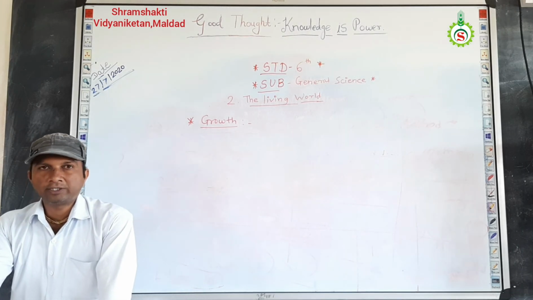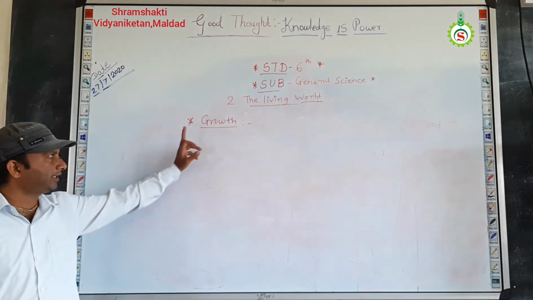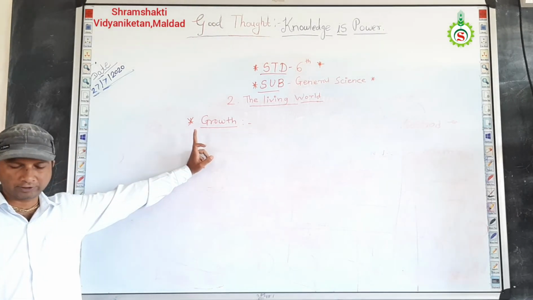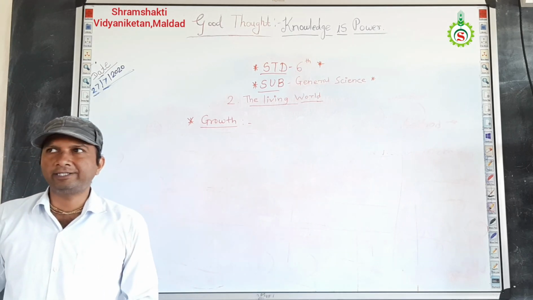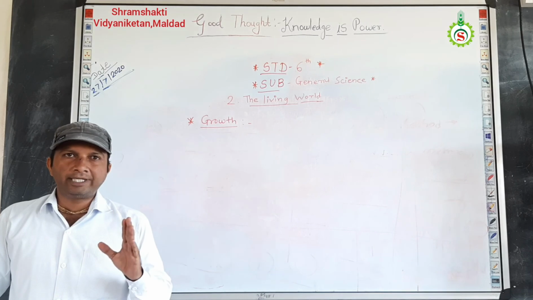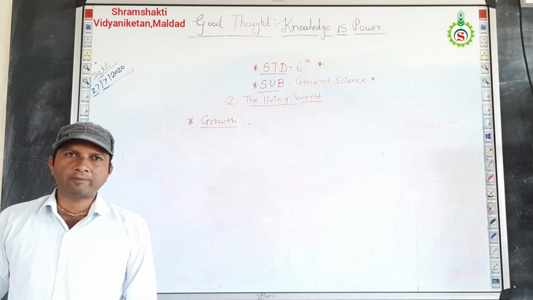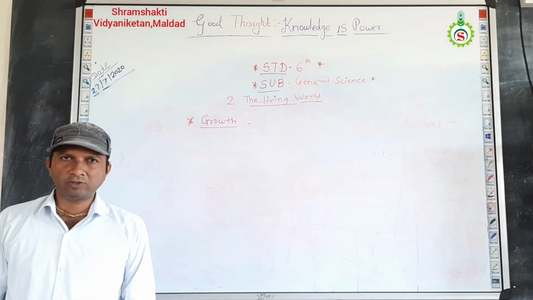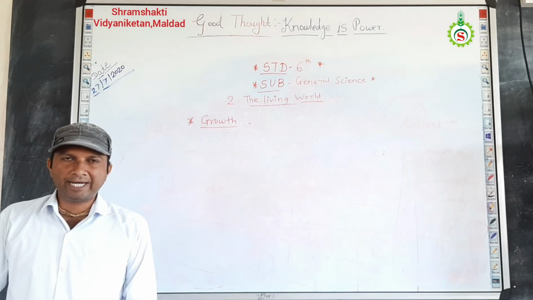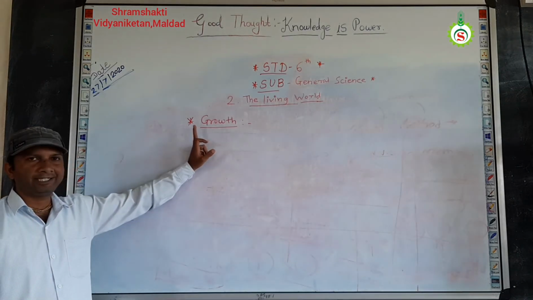Okay. So this is all about the first point of the chapter, that is the first characteristic, that is growth. Means all living organisms show growth. Okay. So there is a limited period for the growth of animals, but plants grow from birth up to death. Okay. For the lifetime, plants show growth. Okay. So this is the first characteristic in living things.